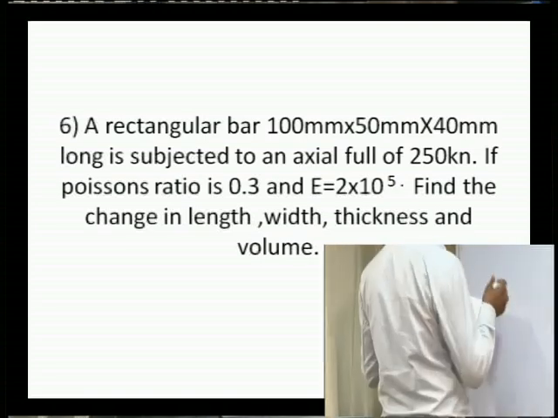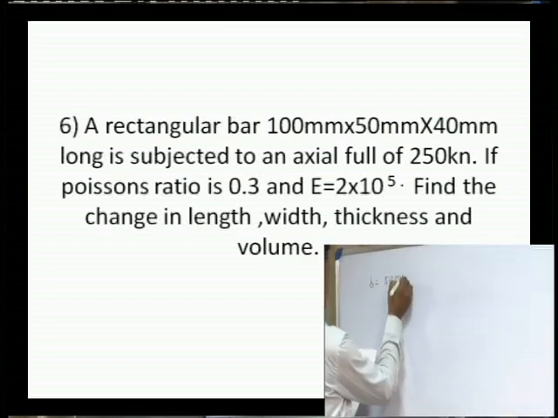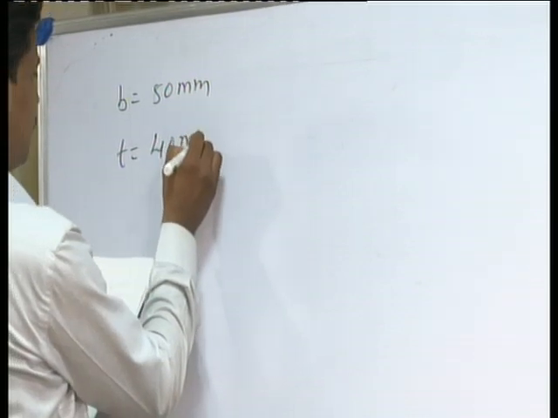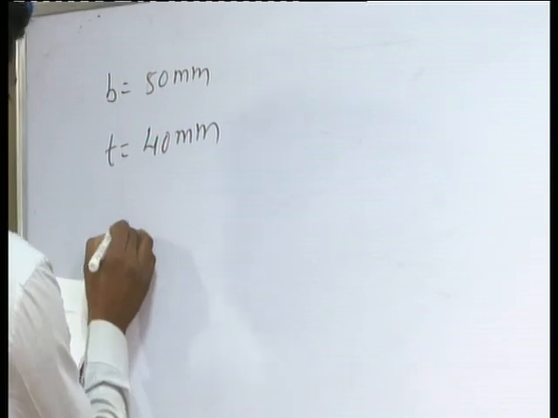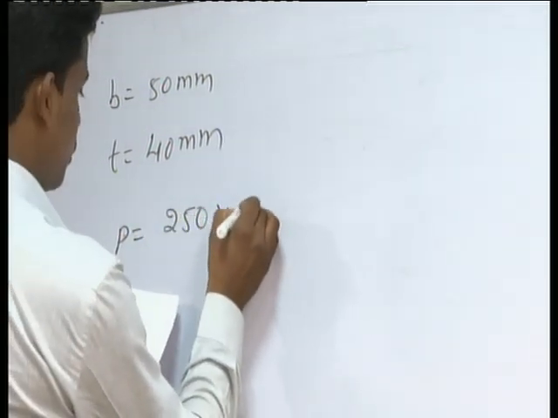So in this case, here given B is equal to 50 mm, T is equal to 40 mm, and the load is given as 250 into 10 to the power of 3 Newton.